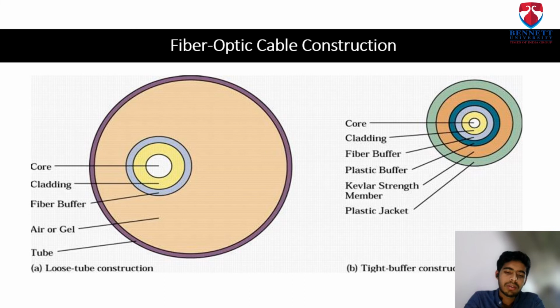The advantages of both the cables are: the fibers in loose tube cables are free to expand and contract with the temperature. On the other hand, tight buffer cables are cheaper and generally easier to use.